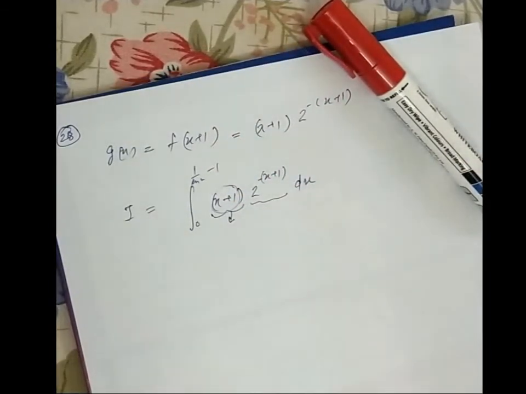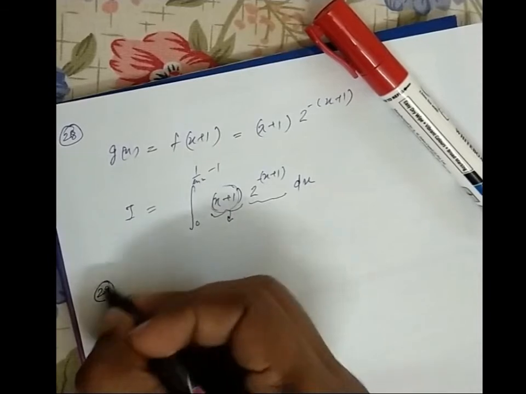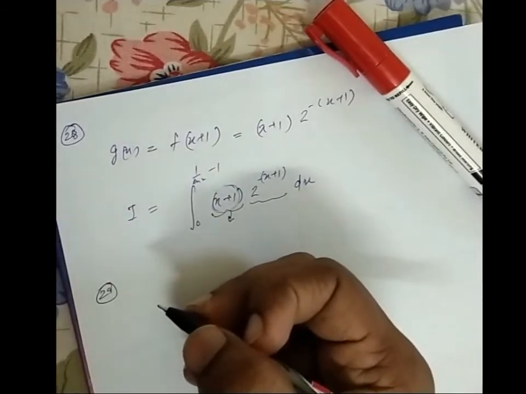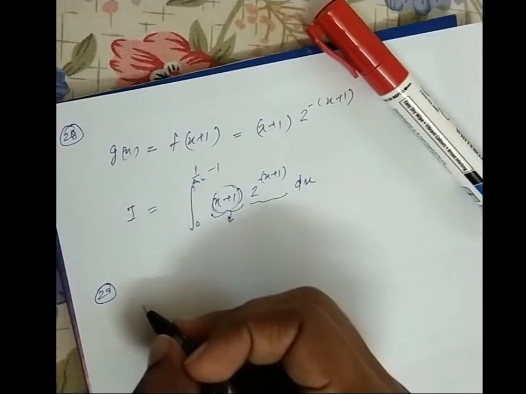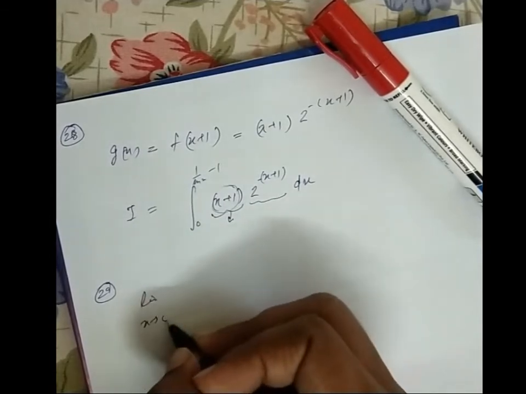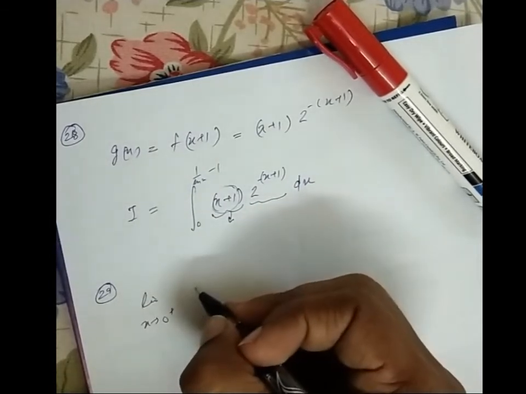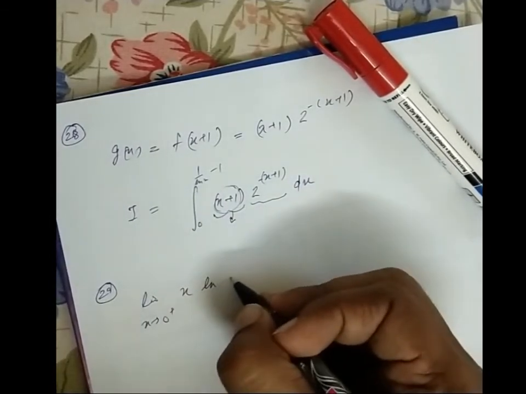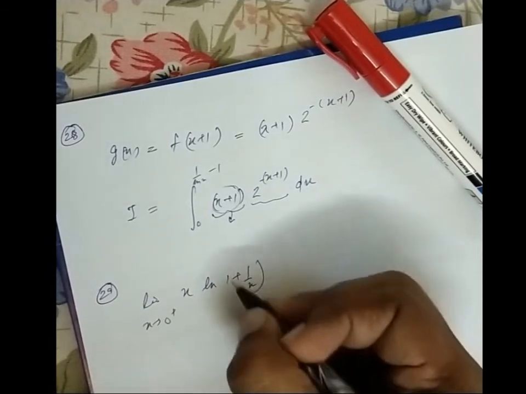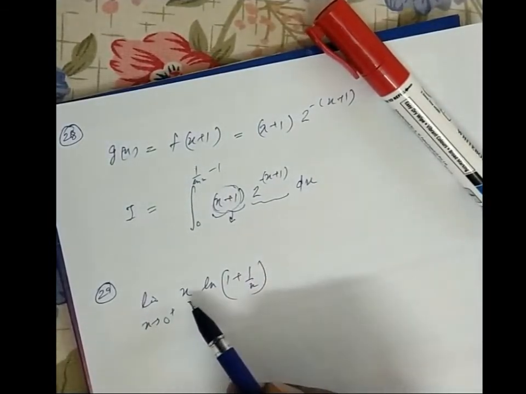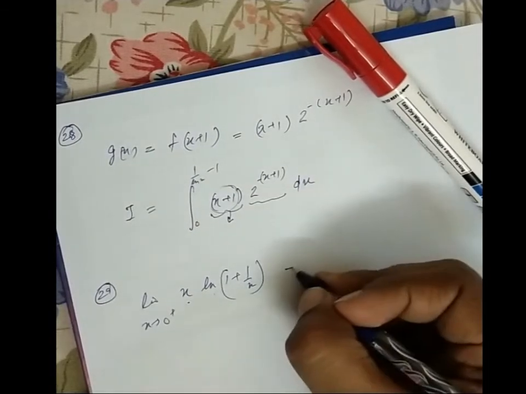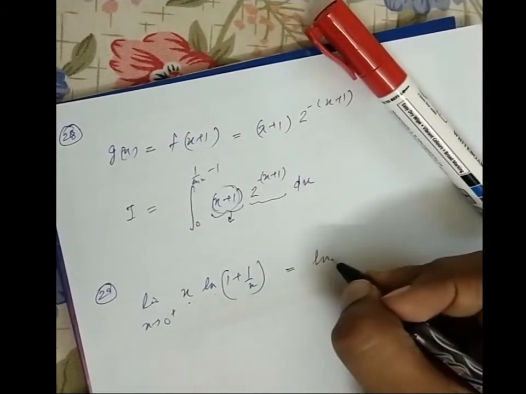So we'll start with question number 29. Limit x tends to 0 positive of g(x). So limit x tends to 0 positive of x ln (1 plus 1 by x). When x tends to 0 from the positive side, this is of the form 0 into infinity. So let's convert this.